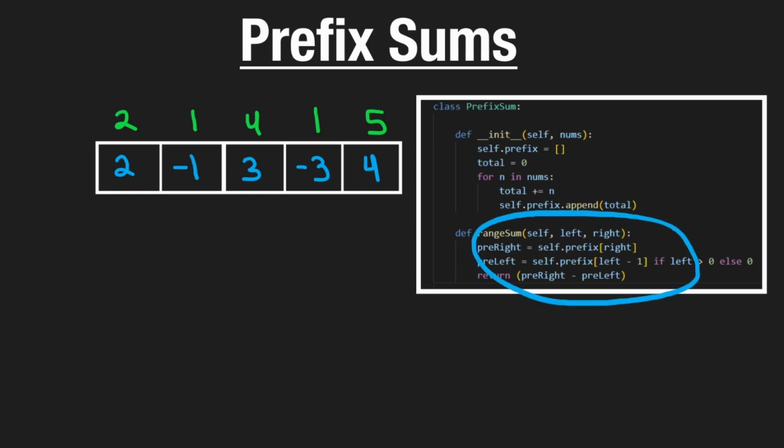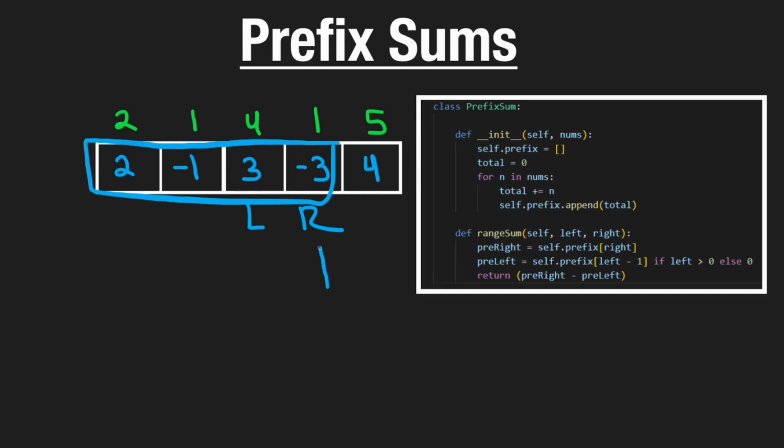Now, range sum is not super complicated. So assuming our left and right indices were this for one call to this, we would want the prefix sum of the right portion. So where our right pointer ends, we'd want the total sum of this, which we could just get from this index. So that's exactly what we're doing here. We're taking the right index and getting the value from our prefix sum array. So this is the right prefix sum. We also want the left prefix sum, which is just as easy. We just take the value at the left index of our prefix sum array.